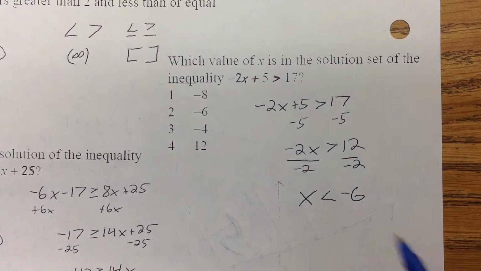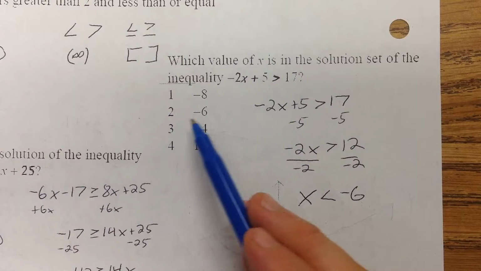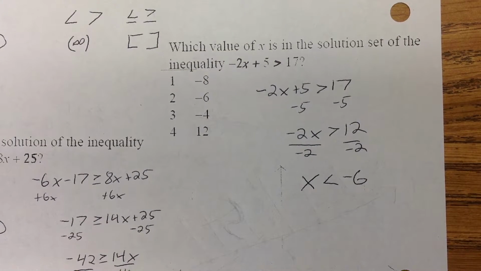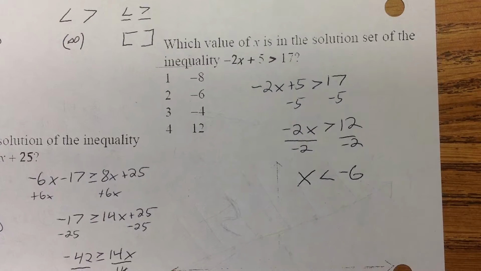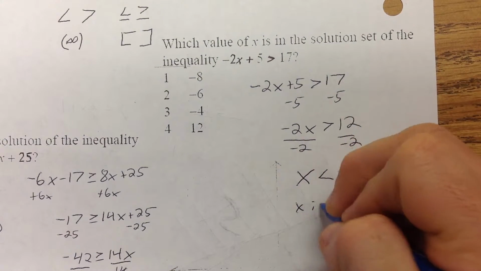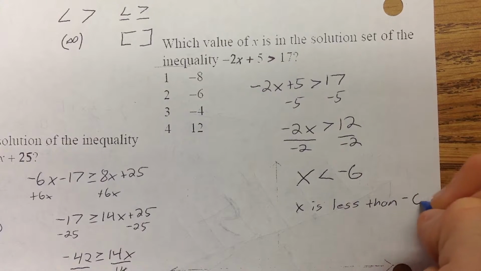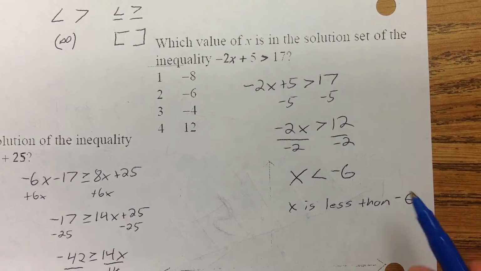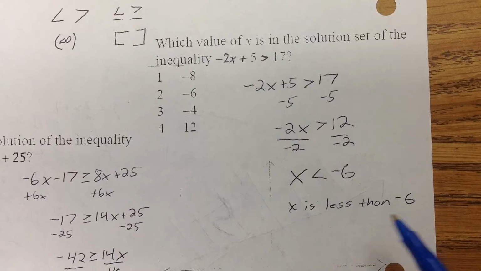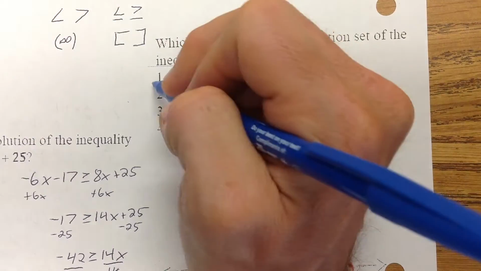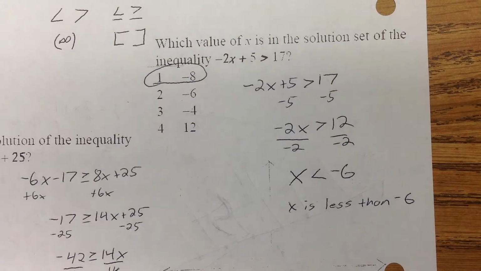Now, a lot of kids, when they get this, want to instantly circle choice 2, but you have to remember they're kind of trying to trick you there. It's sort of a trap. This says x is less than negative 6. It doesn't say that it's equal to negative 6. It says it's less than negative 6. So the only number up here that's less than negative 6 is the negative 8.